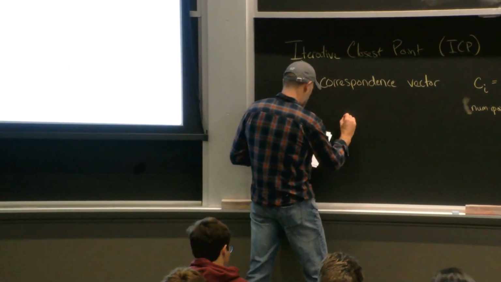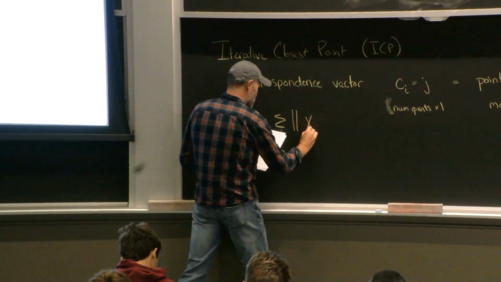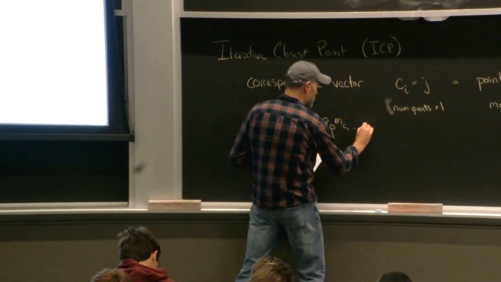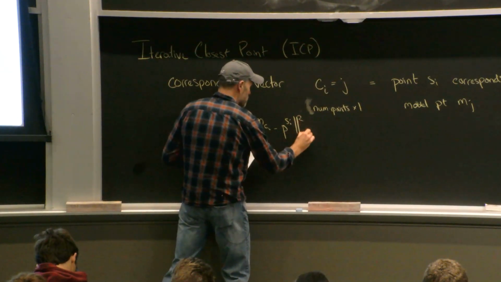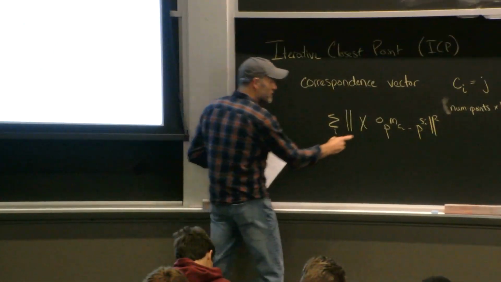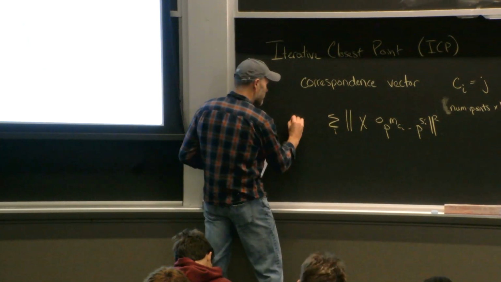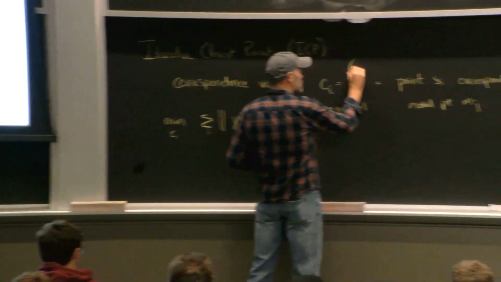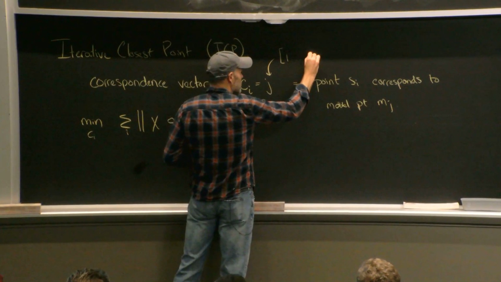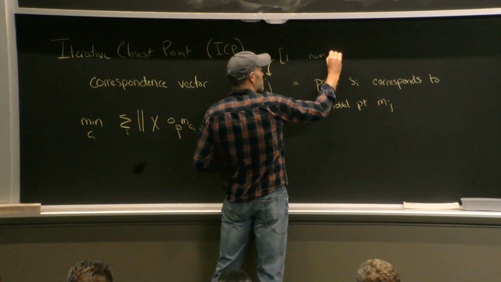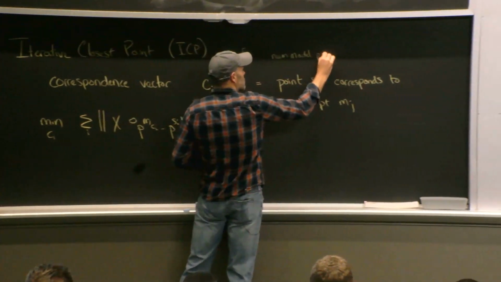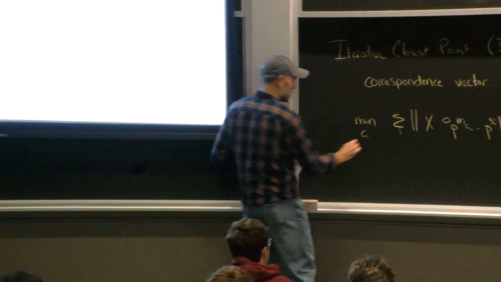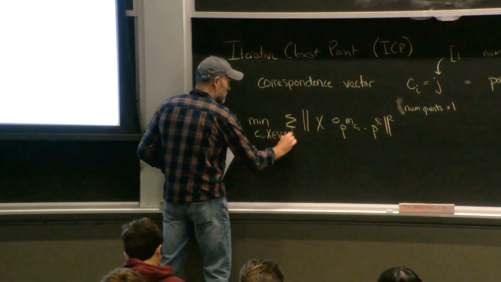I could then just write my optimization. I'm going to search over x, using that notation, minus p si squared. But now I have to find both ci, which is this discrete thing, right? It's a function on the elements of 1 to num model points. That's the set it lives in. So it's kind of a weird thing to optimize over. And x in SE3.